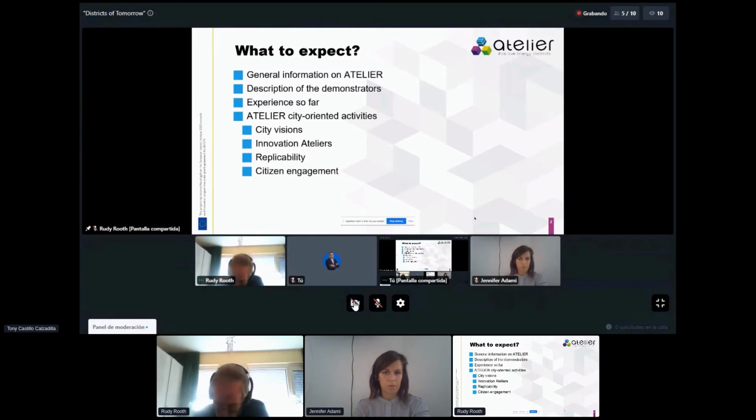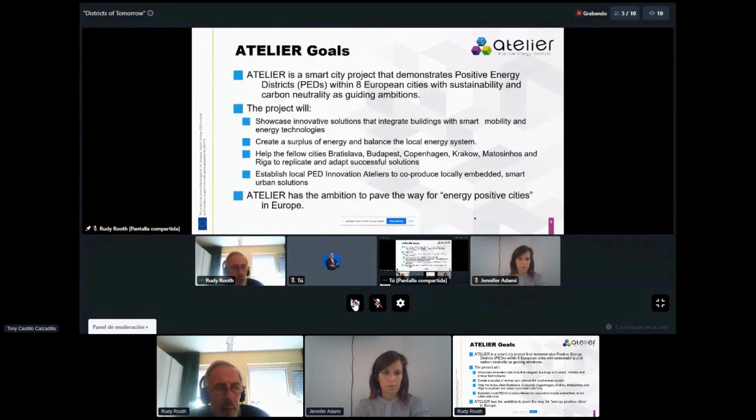So what are the goals of our project? We endeavor to demonstrate positive energy districts. There are 2 lighthouse cities: Bilbao with the island of Zorrotzaurre, which was also featured in the previous presentation by Tony, and Amsterdam. We also have 6 fellow cities, being Bratislava, Budapest, Copenhagen, Krakow, Matosinhos, and Riga. And we try to pave the way for energy positive cities in Europe.